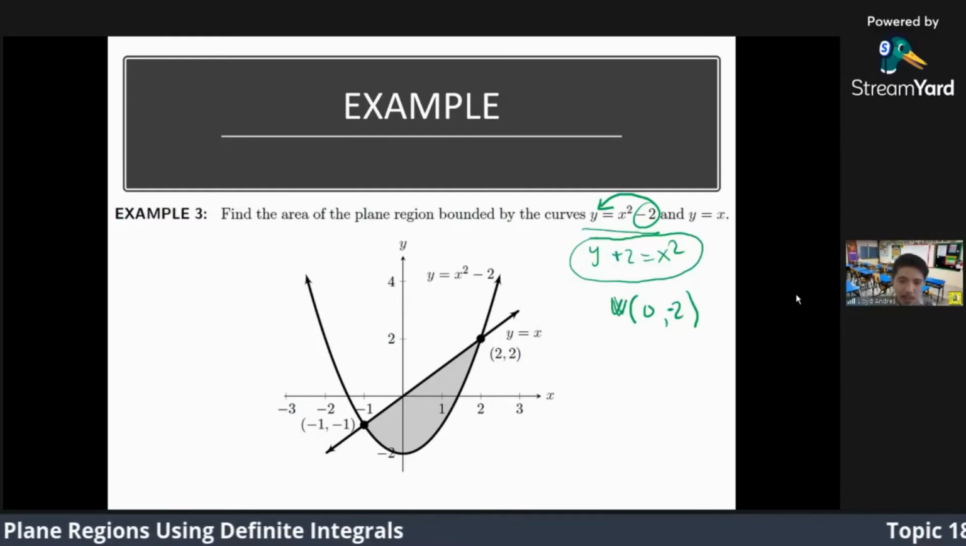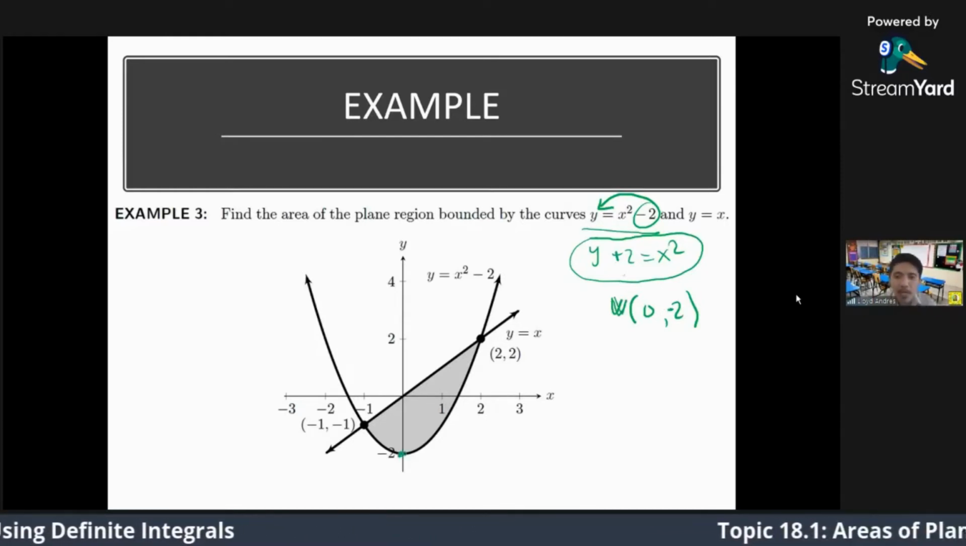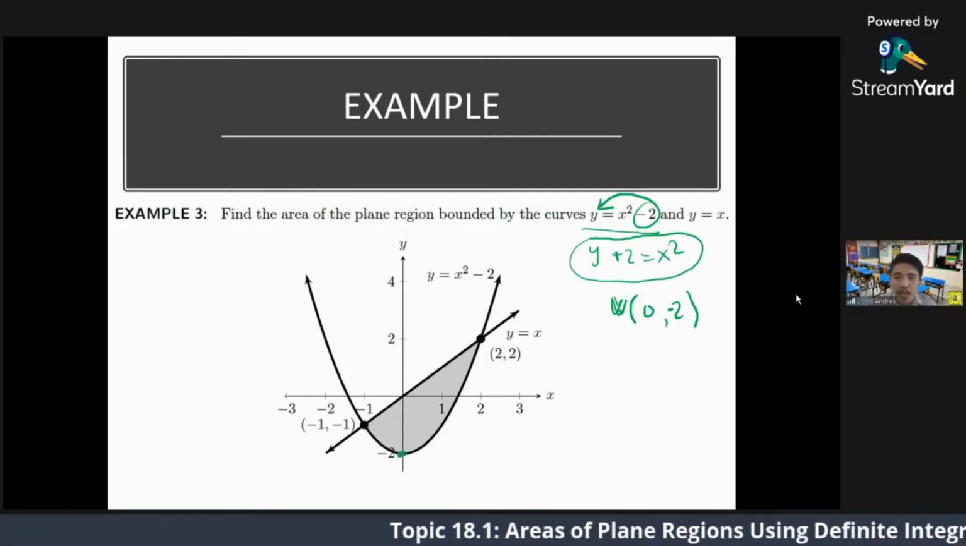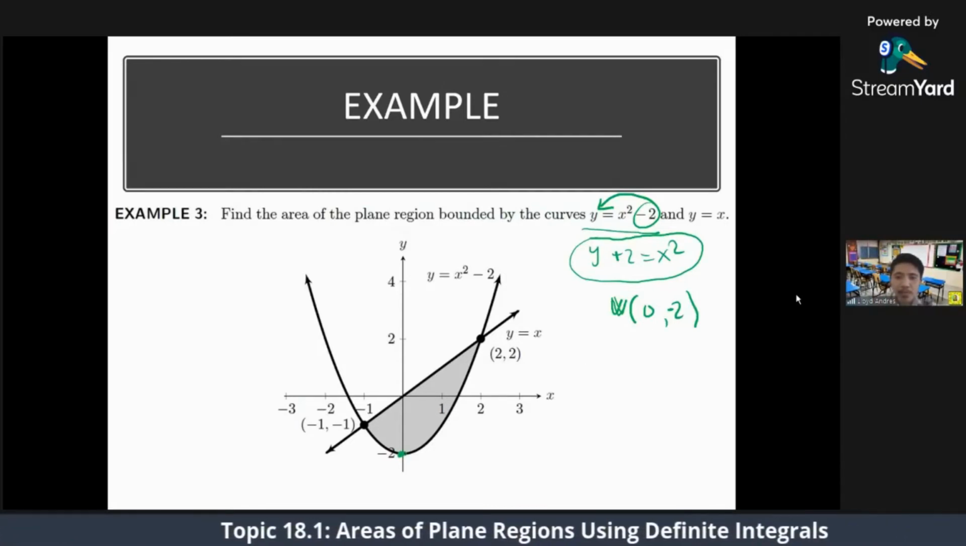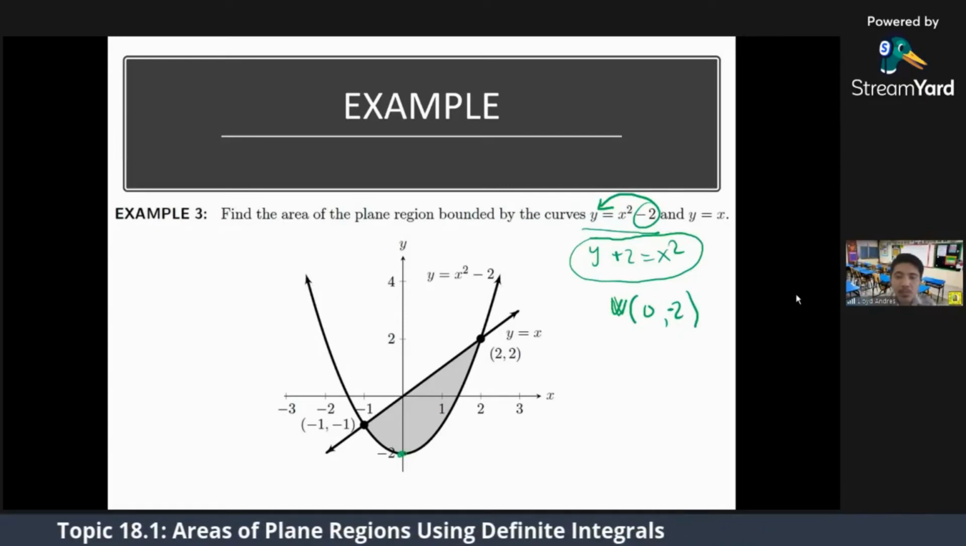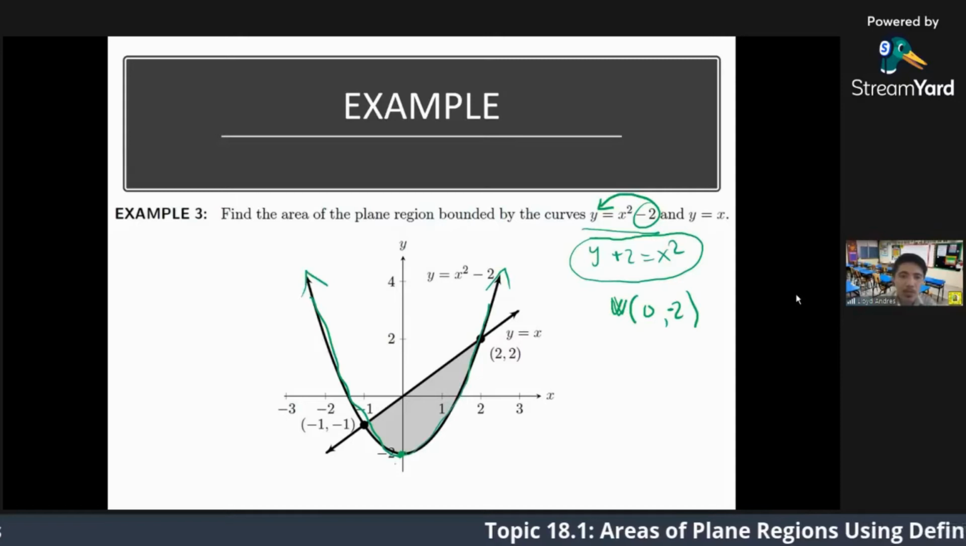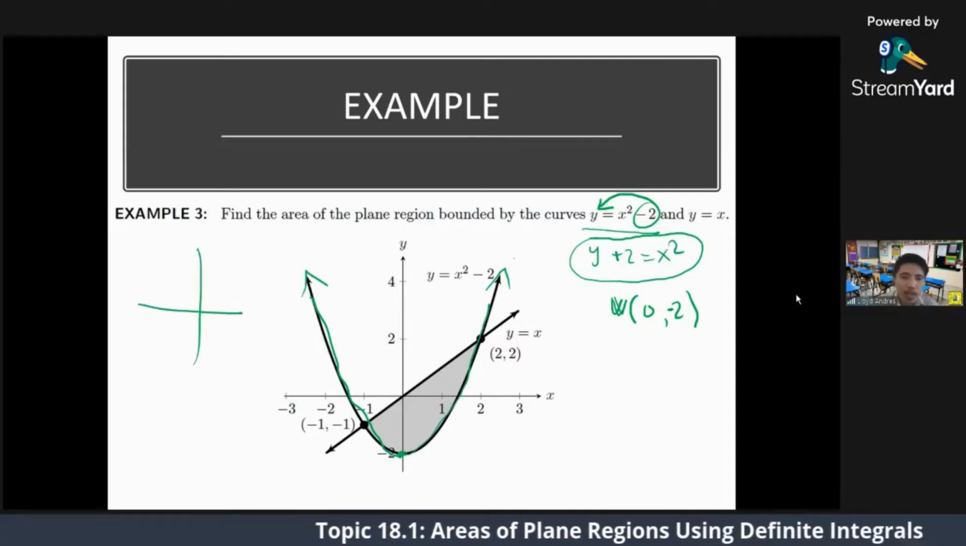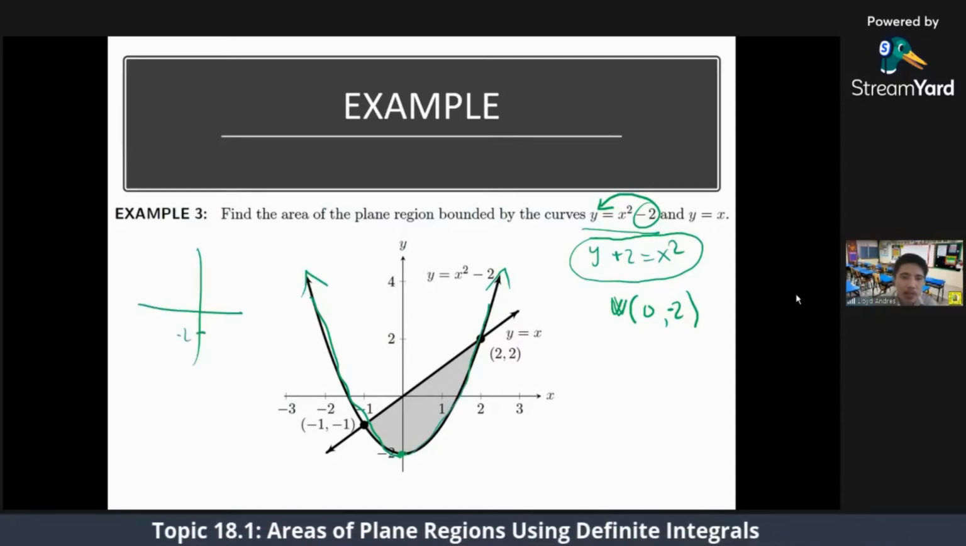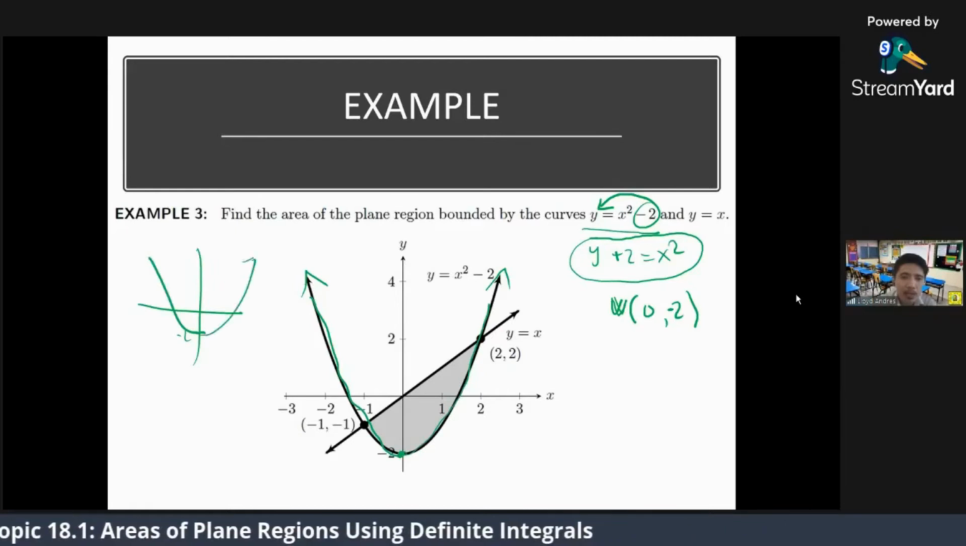Diri siya nagsugod. Then, since positive atong x squared diri, opening upwards siya. Kabalo ta nga ana ang itsura. So meaning kung i-sketch na nato, naa ang negative 2 diha, tapos pasaka. So, pwede na to i-sketch as ana.